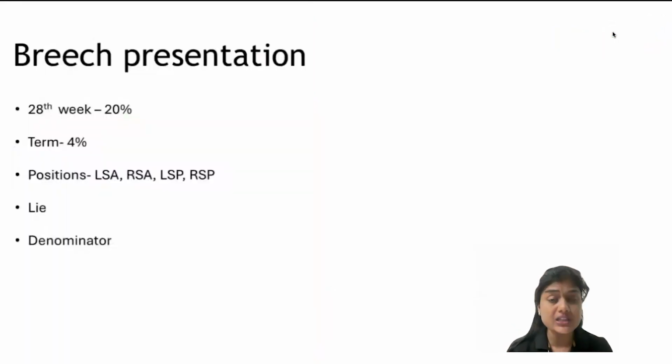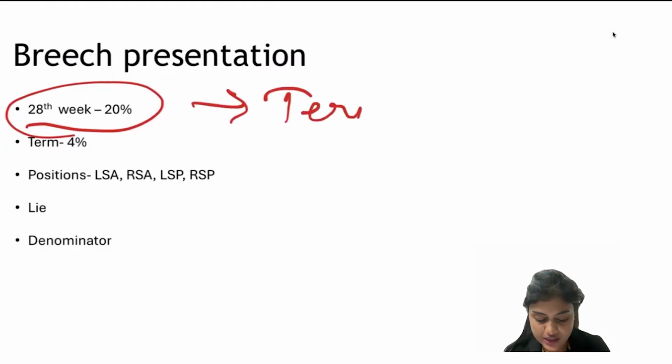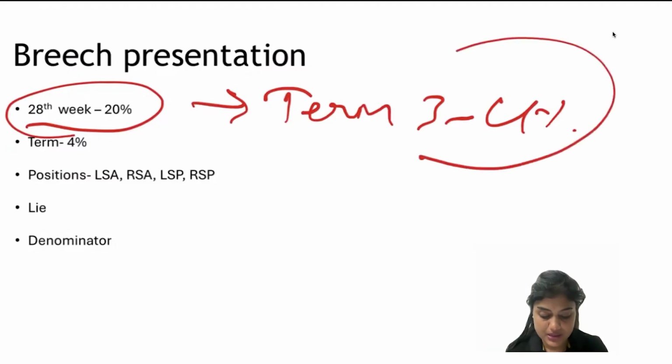Okay, so to begin with, breech presentation is common at 28 weeks, which is almost 20 to 30% at 28 weeks, but by term it usually becomes only 3 to 4%. So it is common in preterms and early preterms. Once it is nearing term, it will rotate and come back to cephalic, so from 30% it will almost come to 3 to 4%.